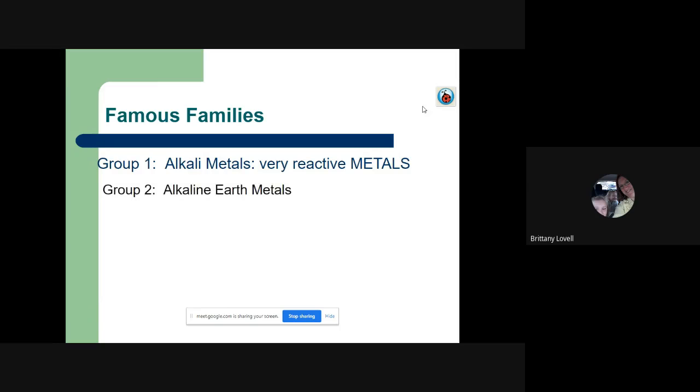Group 2, that's the alkaline earth metals. Groups 3 through 12, those are going to be your transition metals.